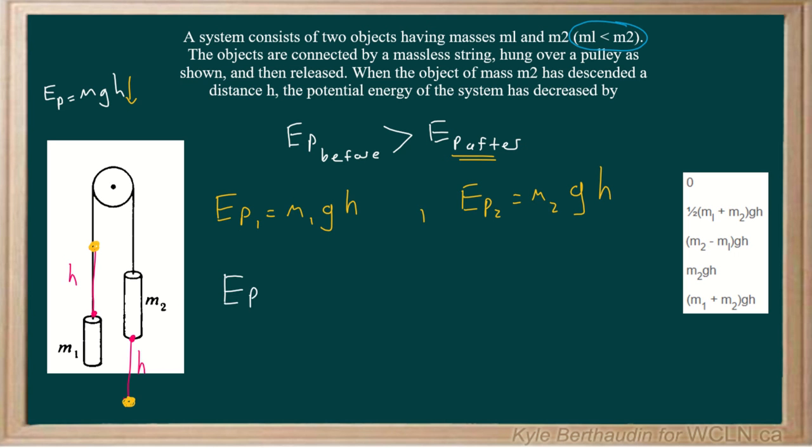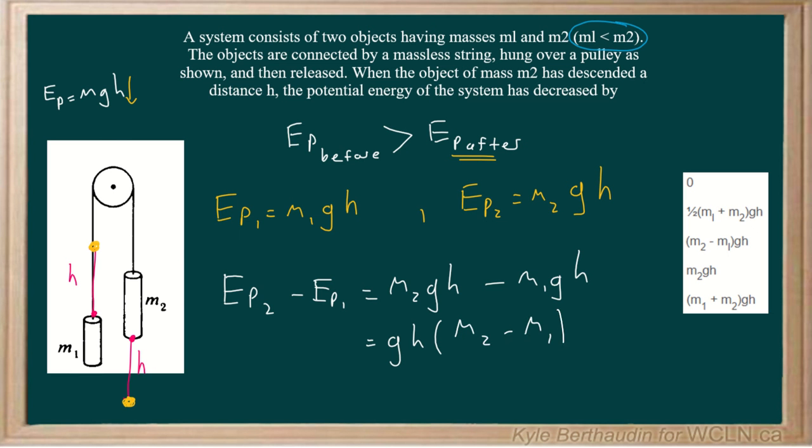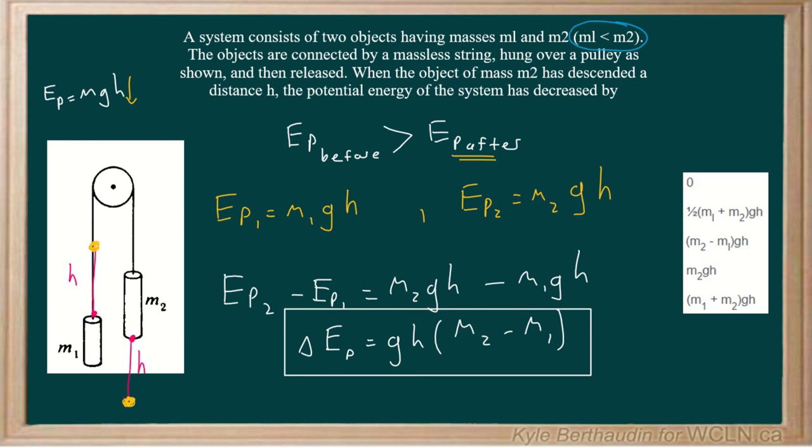So if we say EP2 minus EP1, we're finding the difference in potential energy of these two masses. EP2 is m2gh minus m1gh. We can factor a gh out from both sides, and we have (m2 minus m1). And that right there is how much the potential energy of the system is decreased by, right? The difference in these masses gives us some positive number, times the new height, times the gravitational constant, tells us how much the potential energy has decreased by. It's going down. So this is delta E, the change in potential energy, and that's equal to this one here.